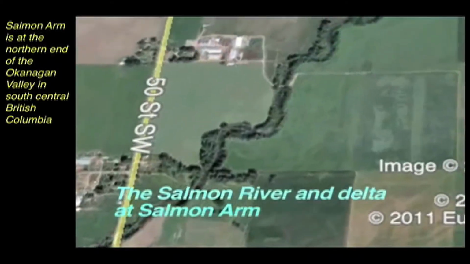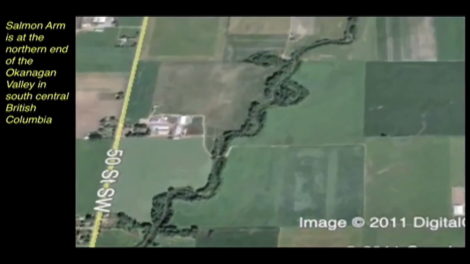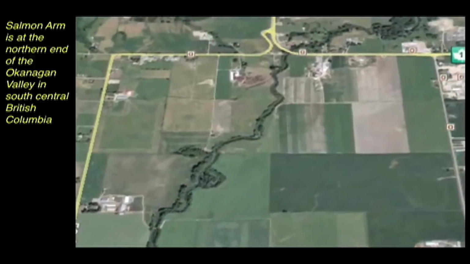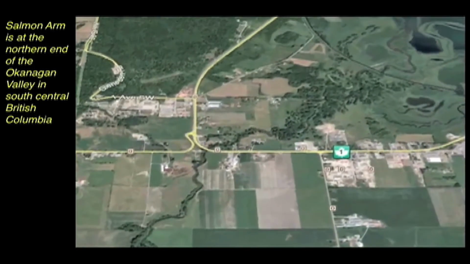Skimming low over the lower reaches of the Salmon River, its twisting course through the flat valley bottom is again very clear. Visible just before the river's mouth is the expanse of cottonwood trees and wetlands surrounding the river's final stretch to its mouth.